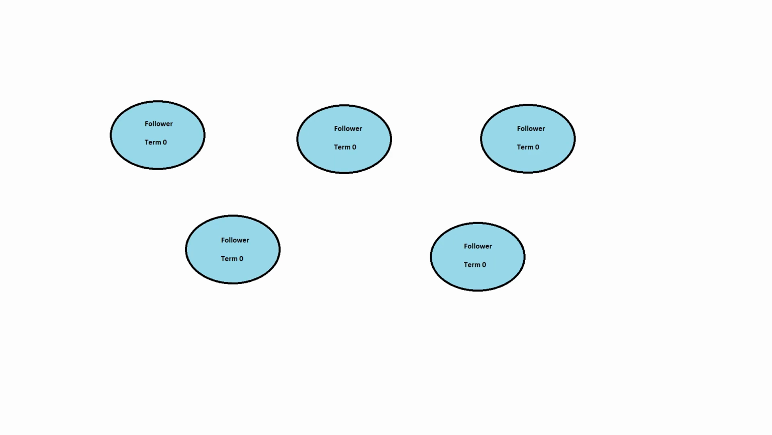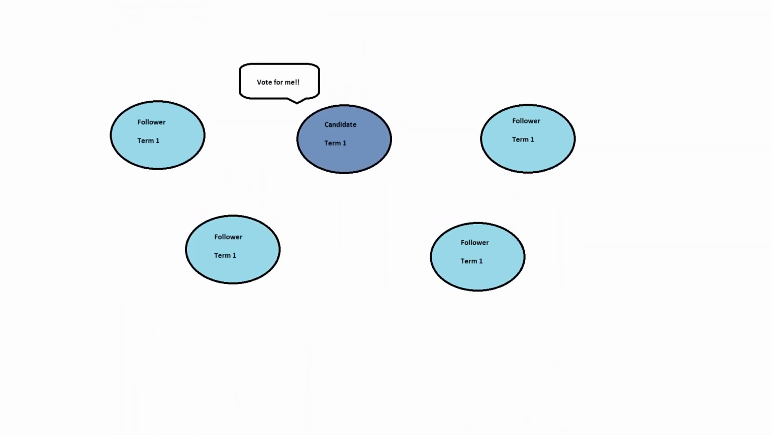Each follower has a random election timeout. To start an election, a follower times out, votes for itself, and sends out a vote request to the other followers. When a follower receives a vote request, it will increment its term. It will vote yes if it has not voted in the current term. Once a candidate has received the majority of the votes, it will become the leader.